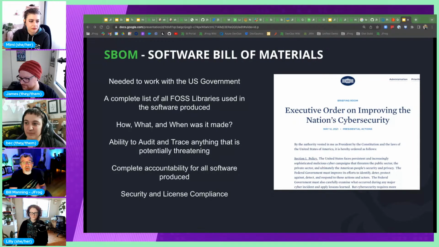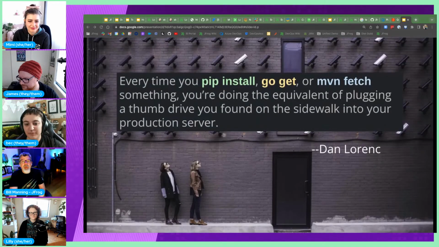Because this last slide that I have here, before I talk about the open source project portion, I just want people to go to it. We want to get everybody involved. I think it's awesome. But this one right here: every time you pip install, go get, Maven fetch or something is the equivalent of plugging in a thumb drive you found on the sidewalk into your production servers.